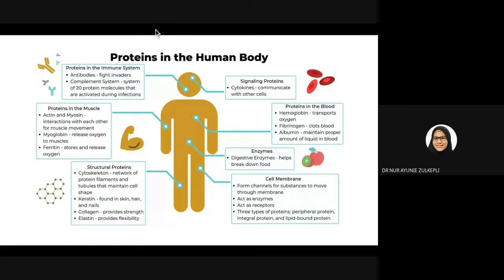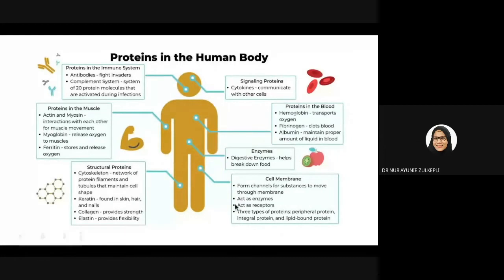So in the immune system, it is secreted as antibodies to fight pathogens, and also released as signaling proteins, for example, cytokines, stimulated by the inflammatory response, for communication with other cells. And also proteins in blood, such as hemoglobin, fibrinogen, albumin, and also as enzymes, different types of enzymes, for example, digestive enzymes that help in breaking down foods.